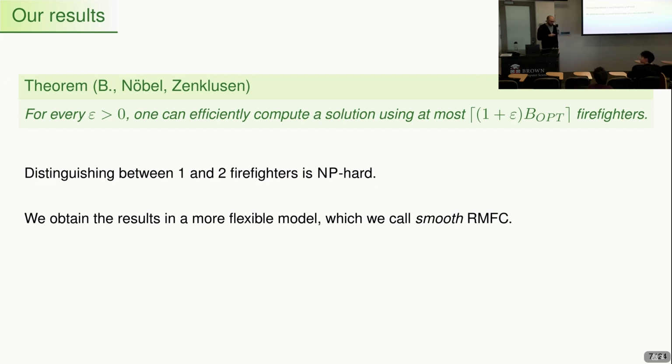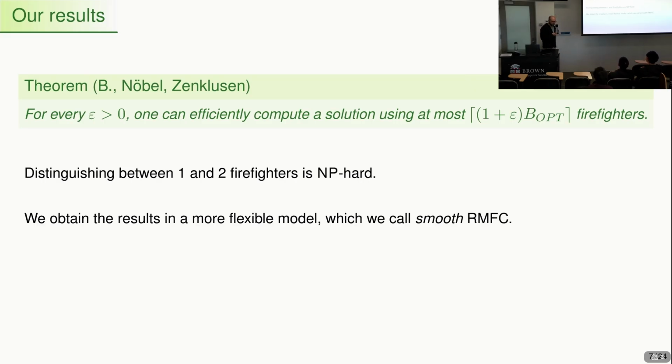Just to be clear, this holds for every constant epsilon, otherwise I would just take epsilon to be 1 over n, and I get my additive 1. For any constant epsilon, yeah. It's in the exponent of the running time. Yeah.